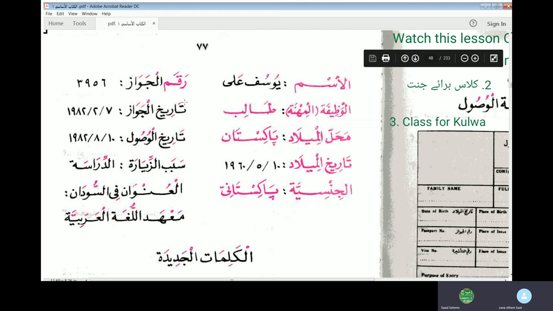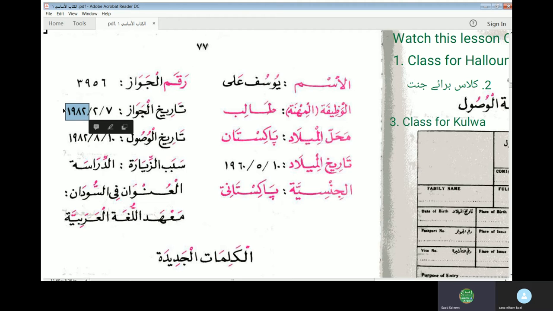Tarikh al-jawaz, date of the passport. Alf, you can say all the letters for the first thousand, or you can use the simple one: wahid, tisa, samaniya, sitta. Because you haven't learned it properly yet, you can say the simple way too, no issue. Wahid, tisa, samaniya, arba, then slash. Six is June. That is two. Wait, it's two.